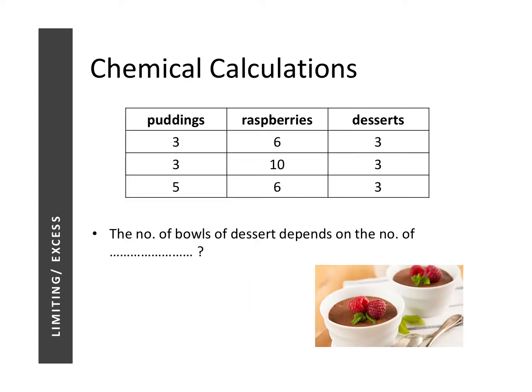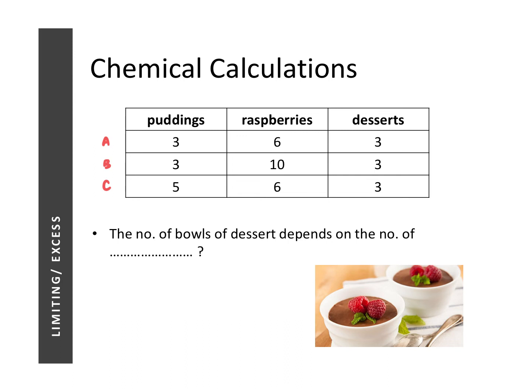Now we're going to learn another very important concept that's related to the limiting excess type question. For that, let us go back to the 3 scenarios again. We have scenarios A, B, and C. Based on the 3 different scenarios, I need you all to derive this conclusion: in the 3 scenarios, the number of bowls of dessert depends on the number of what? Is it the number of puddings? Is it the number of raspberries?